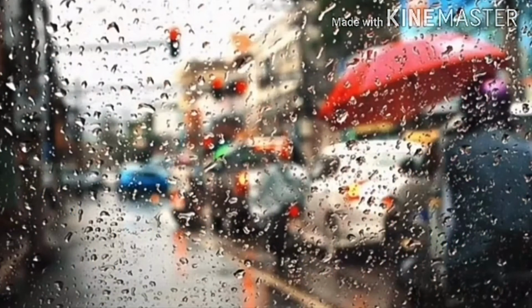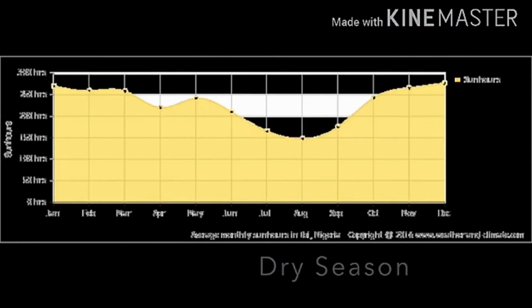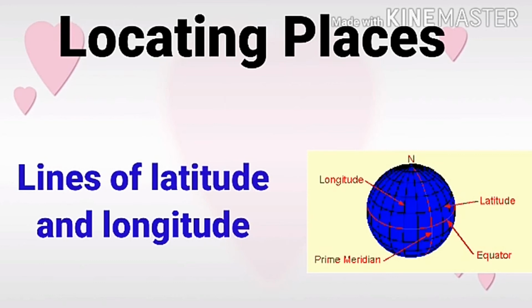So the rains start from April to June in the southern part. Then you have the dry season and even the harmattan.